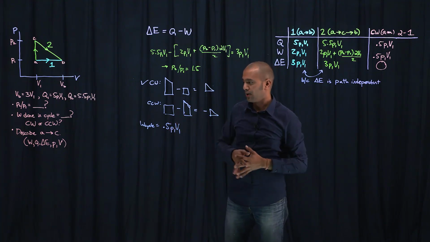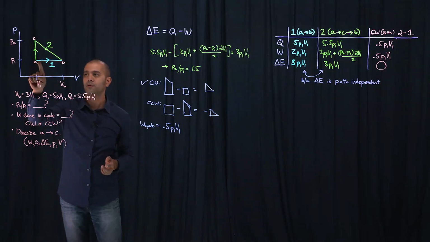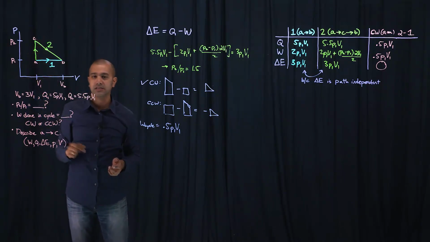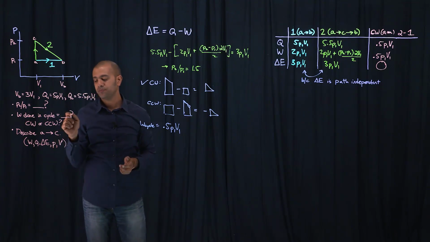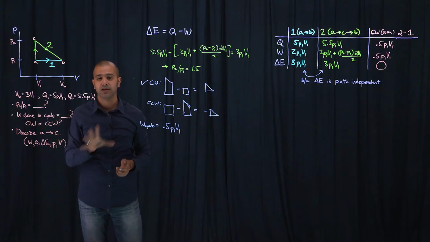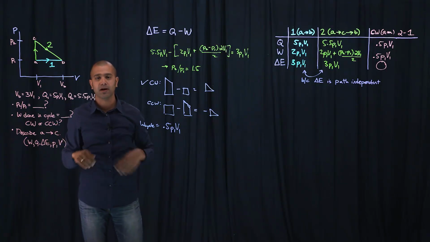Now let's go ahead and finish up the problem. The last part of the problem asks us to investigate what's happening on this vertical section between A and C in terms of work, heat, internal energy change, the pressure change, and the volume change. And I just want some qualitative answers here. So go ahead and jot a few things down and we'll come back and finish up the problem.